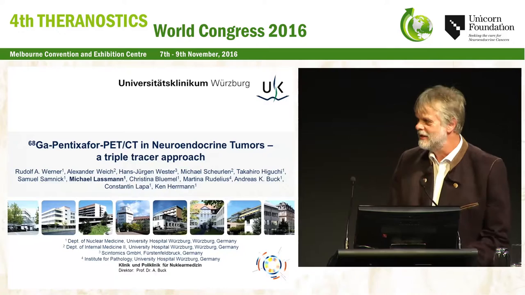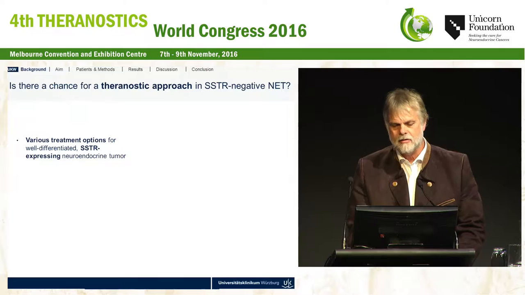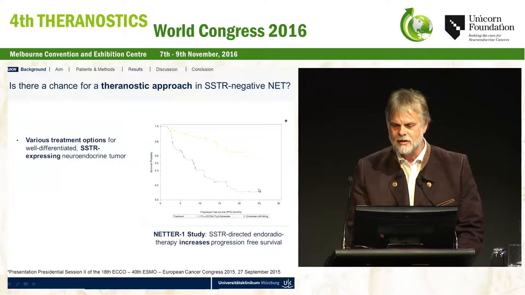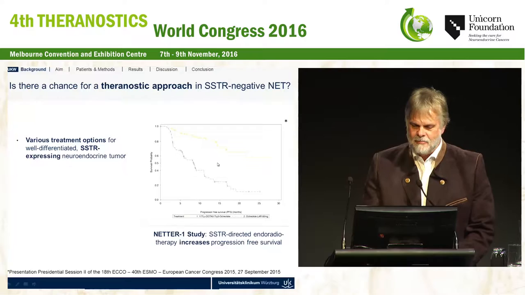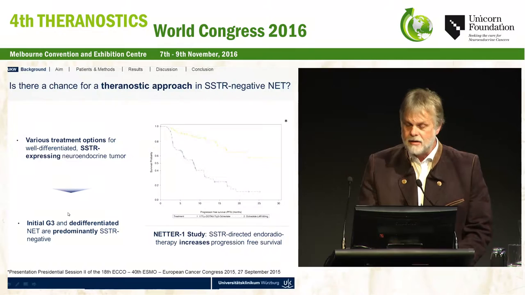So what we did is gallium pentixafor in neuroendocrine tumors. And what was the motivation for that? We know that we have various treatment options for neuroendocrine tumors, and we've seen this slide before, and we've seen the update before. But we see that the NETTER-1 study shows a really good difference between patients treated conventionally and treated with Lutathera. But what happens to the patients with initial grade 3 and dedifferentiated neuroendocrine tumors, because they are predominantly SSTR receptor negative?